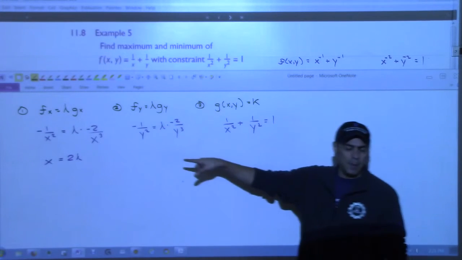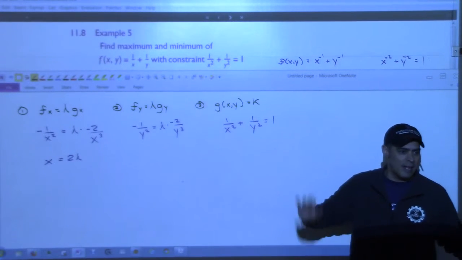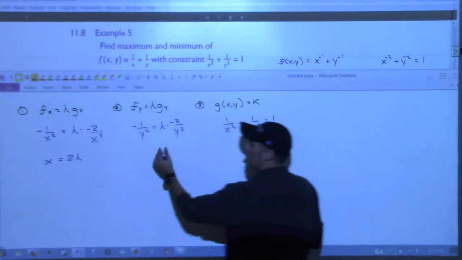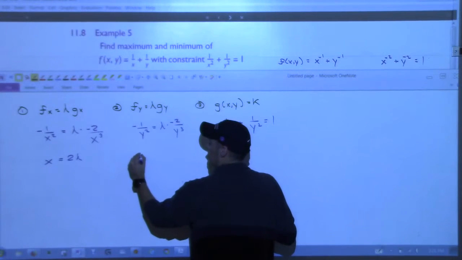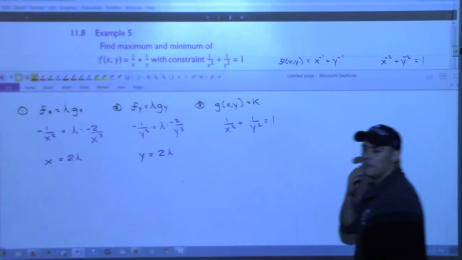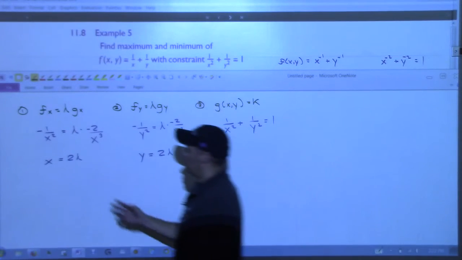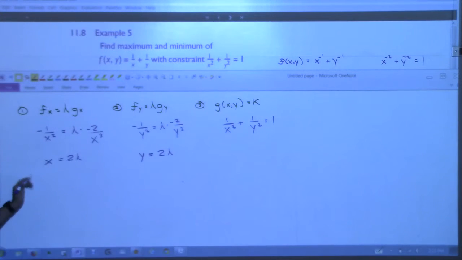So I'm multiplying both sides by x, negative x cubed, and not worried about the fact that x can be 0 because it can't. This one right here, same thing, right? So this is going to be y equals 2 lambda again. Well, then what? Set them equal to each other. Yeah, well that means that x has to be y, right? So if you want x to be equal to 2 lambda here and you want y to be equal to 2 lambda there, then x has to be y.